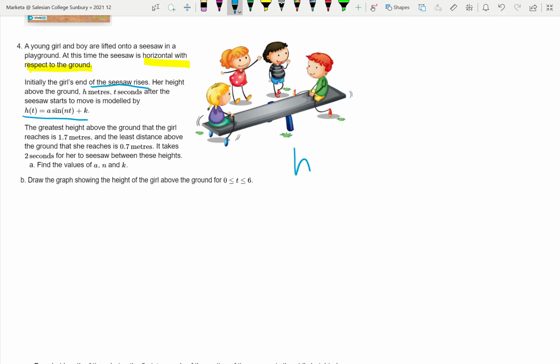So I'm just going to put this over here. H of t equals a sine nt plus k, and now we've got to find the values of a, n and k. So it gives us some additional information. The greatest height above the ground that the girl reaches is 1.7 and the least above the ground is 0.7. So let's deal with that first.